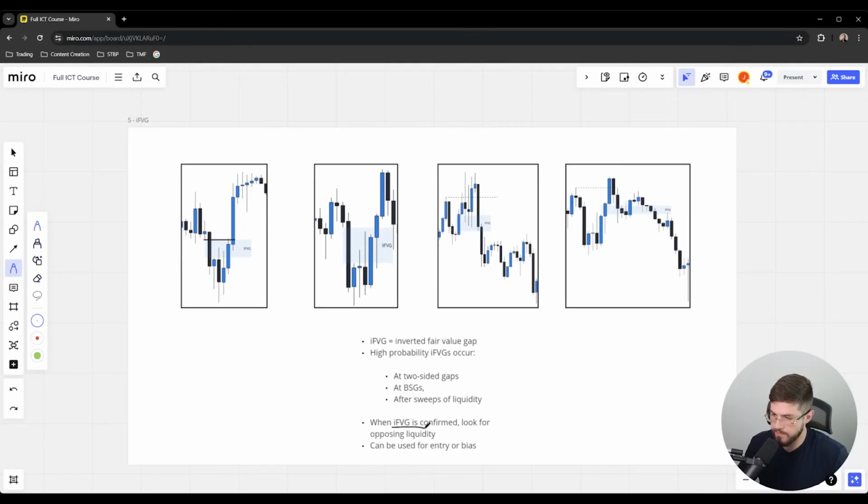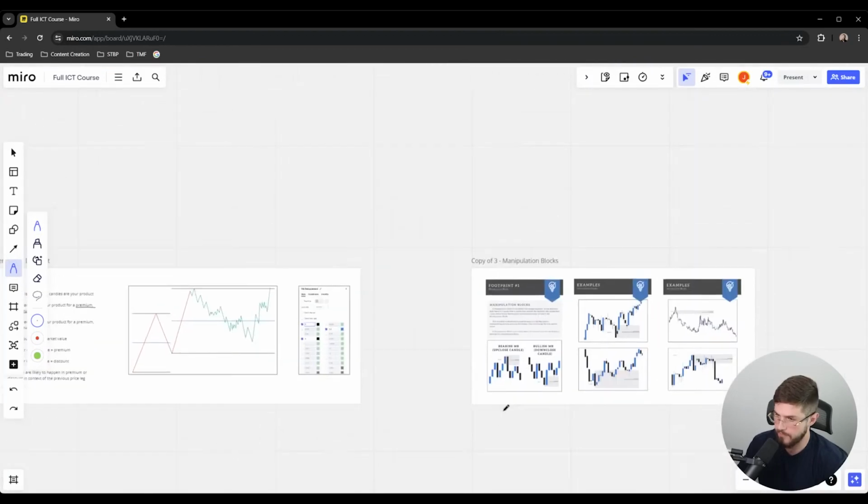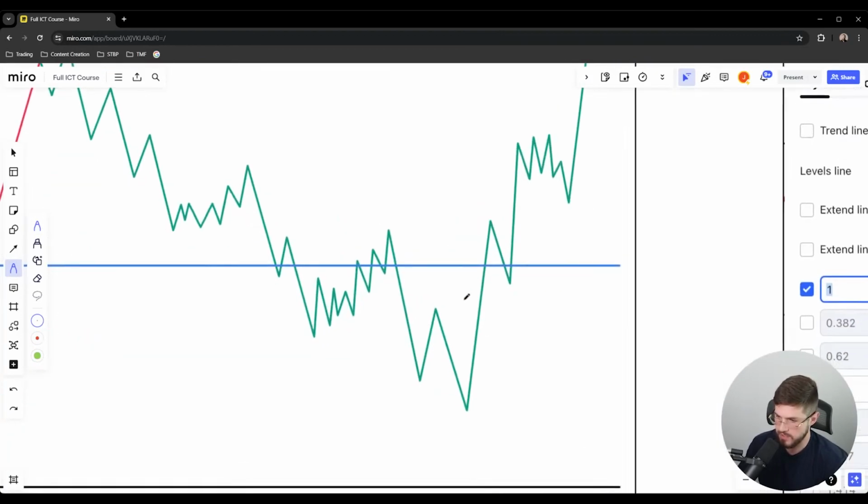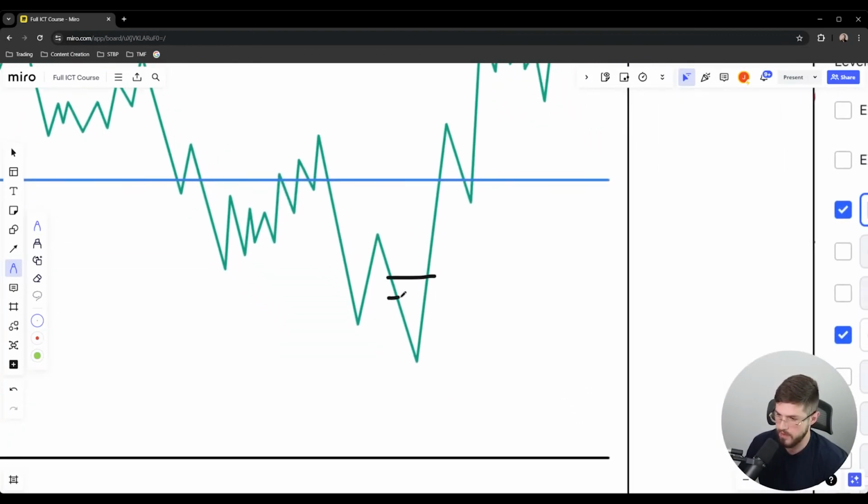Now, when an inverted fair value gap is confirmed, look for the opposing liquidity. So let's say when this fair value gap was inverted, we formed liquidity there, the market traded up, traded lower, okay? Now, if you want to pair this with your overall higher time frame, like if we're looking here, let's just say the market had inverted a fair value gap right here.